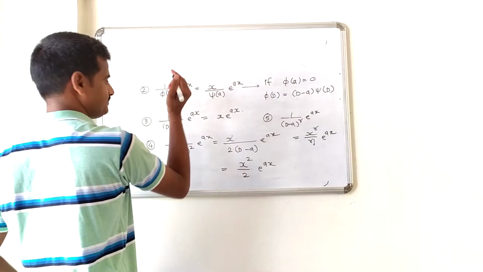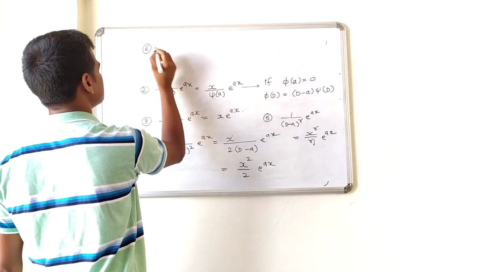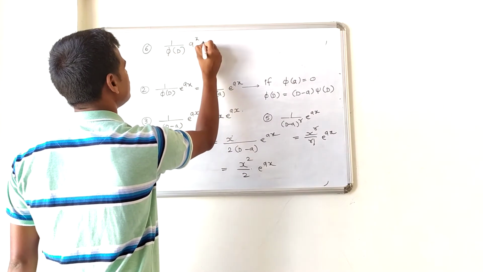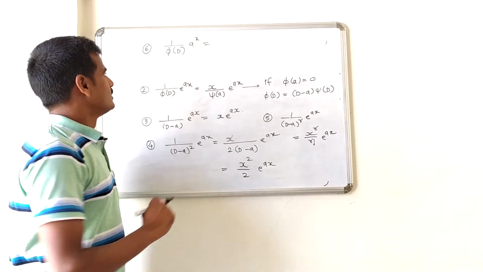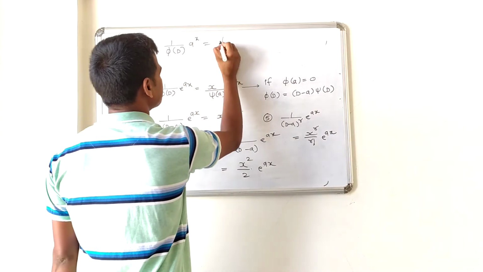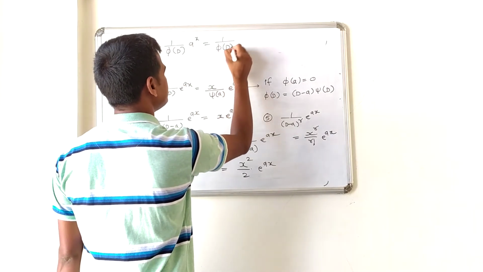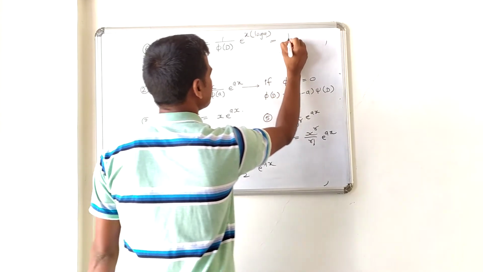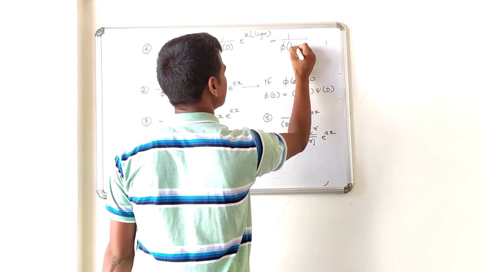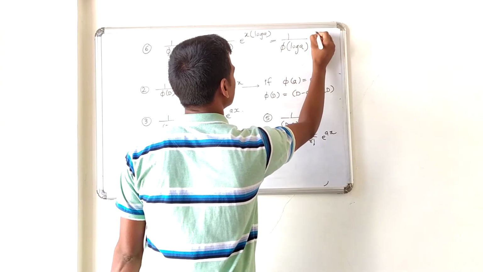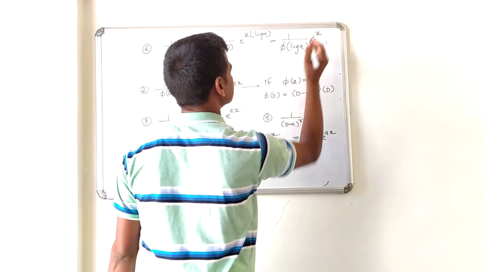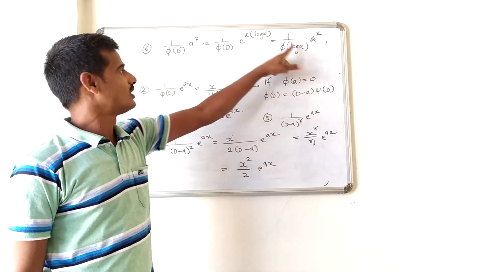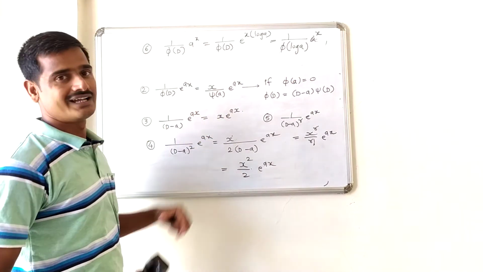What will happen? Number 6, I will write here number 6. 1 upon phi of D operated on a to the power x. So this can be written as phi of D e to the power x log a. So replace D by log a. A raised to power x. So replace D by log a if you come across the situation a raised to power x.